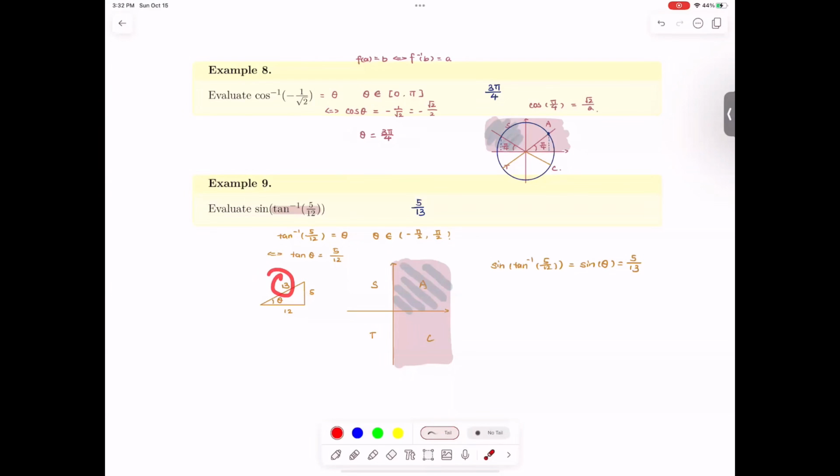Yeah, 13 is from the Pythagorean theorem. That's correct. Make sense? Whoever asked me?